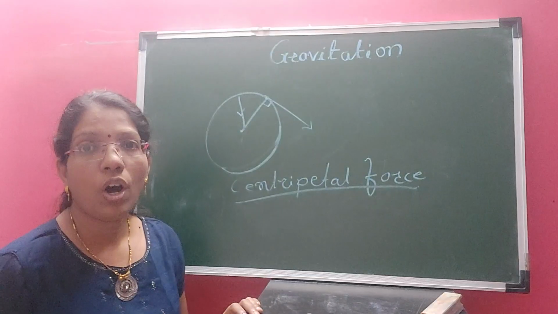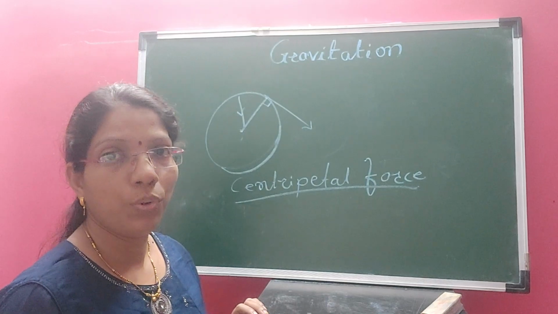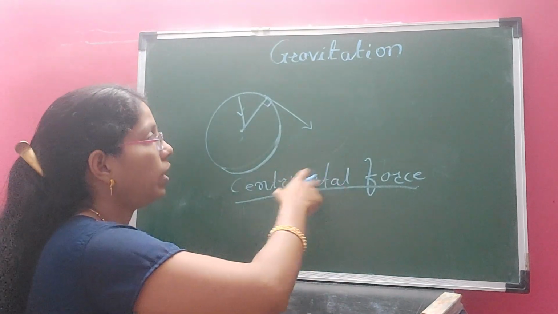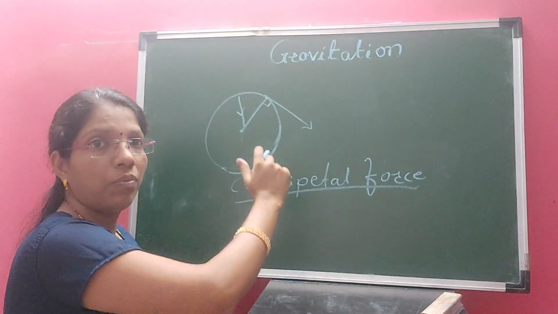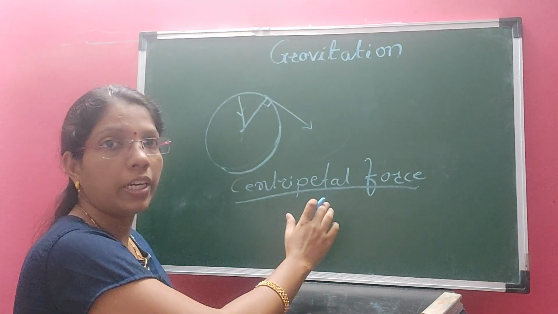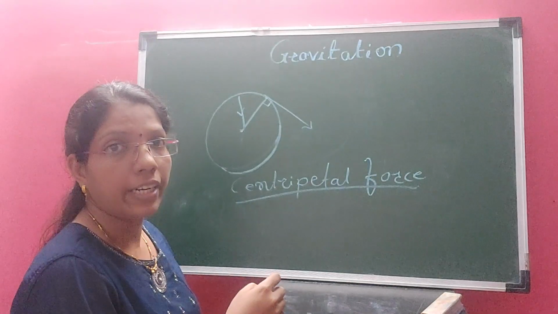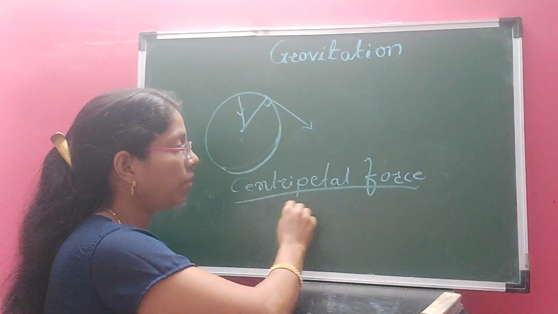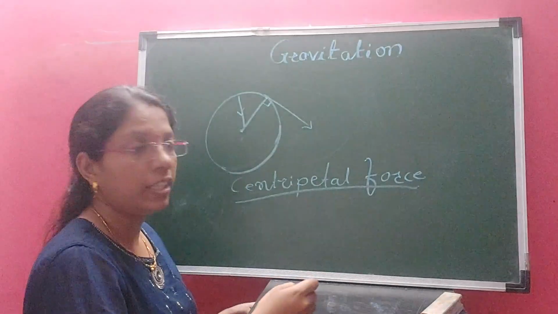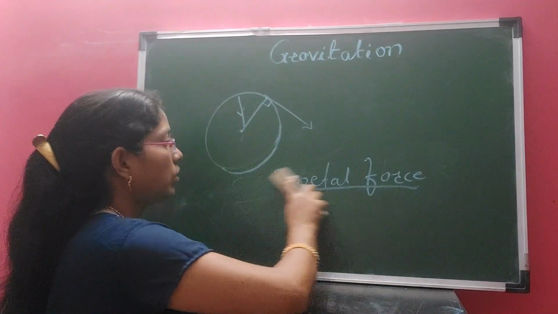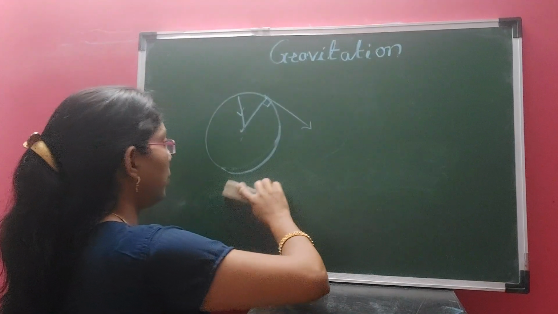I will repeat once again. If an object is moving along a circular path, then the force acting on that object is directed towards the center of the circle, and that force is called centripetal force. So this is from your syllabus.